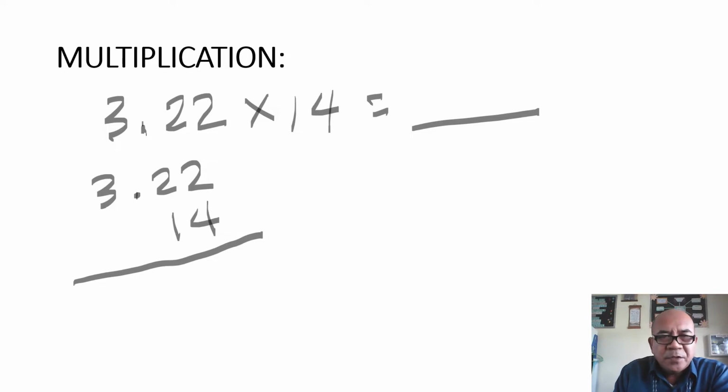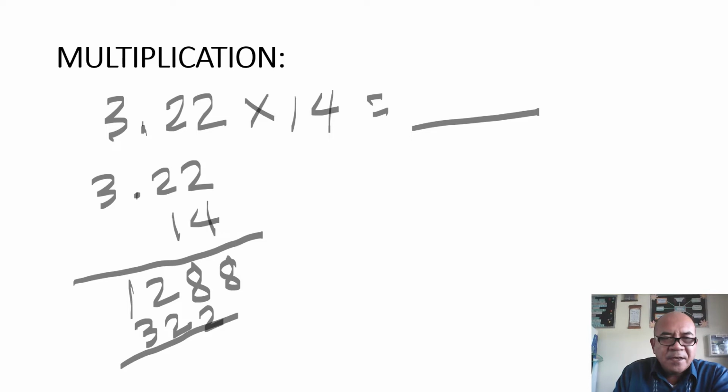So, we multiply 2 times 4 is 8. 3 times 4 is 12. So, wag kang mabahala doon sa point. Mamaya ay makikita mo kung saan natin ilalagay yan. Okay, 1 times 2 is 2. 1 times 3 is 3. So, i-add natin.